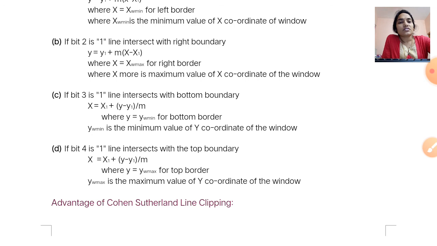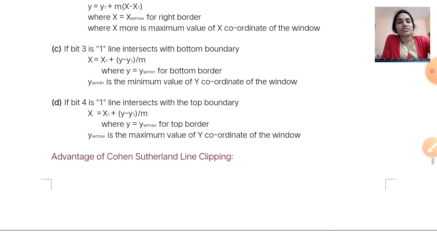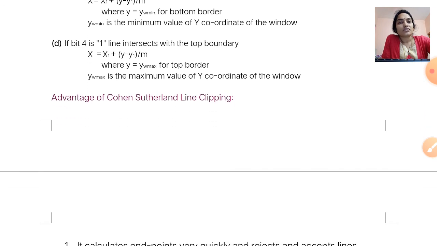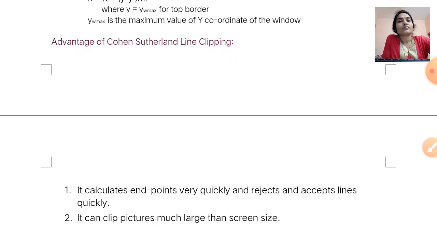So let us discuss some advantages of the Cohen-Sutherland algorithm. It calculates endpoints very quickly, and rejects and accepts lines quickly. It can clip pictures much larger than the screen size. So this is your line clipping concept. In the next class we will discuss polygon clipping.